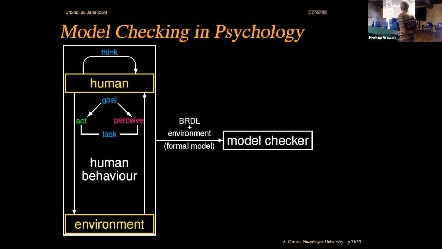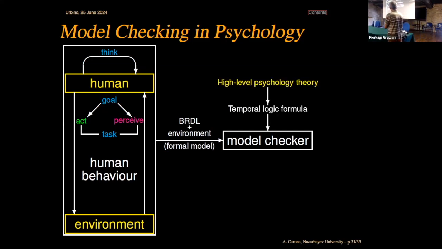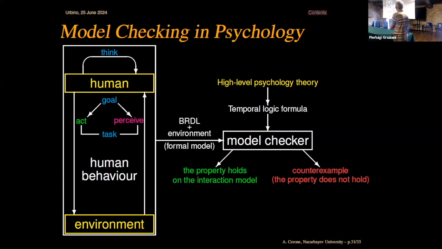So the human model is expressed using BRDL. Then there is a model of the environment, which again could be any formal model using process algebras, Petri nets, rewrite systems, and so on. And then we do model checking. Here the temporal logic formula describes a kind of high-level psychology theory, something that normally is expressed conceptually or as a taxonomy by psychologists. And what you get is whether the property holds or a counterexample showing that the property doesn't hold.